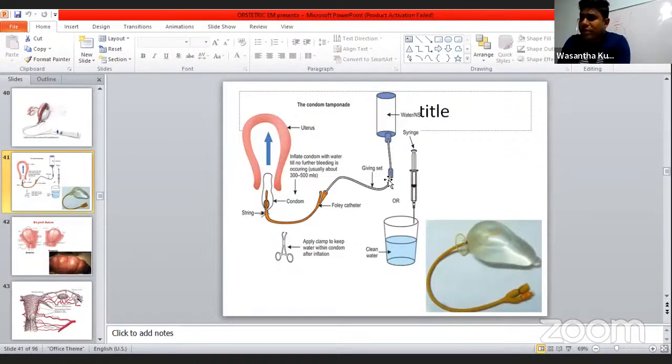Why don't you keep it more than 24 hours? One is infection. The other thing is pressure necrosis. If you leave it for a long time, because of the pressure given by the bulb, the uterine muscle can undergo necrosis. So after 24 hours, you have to take it out.